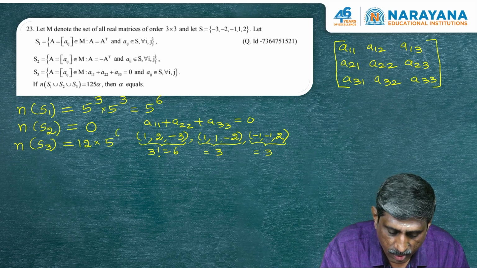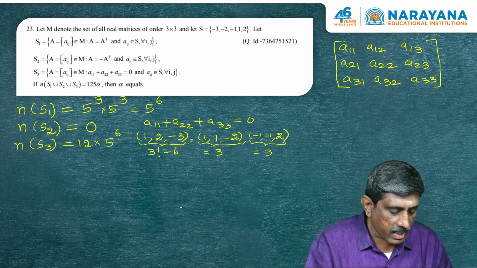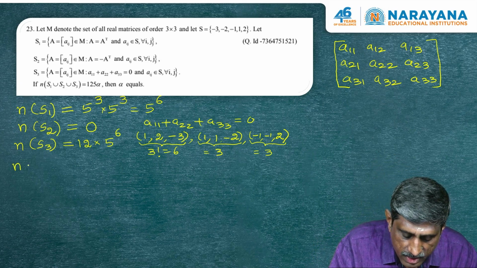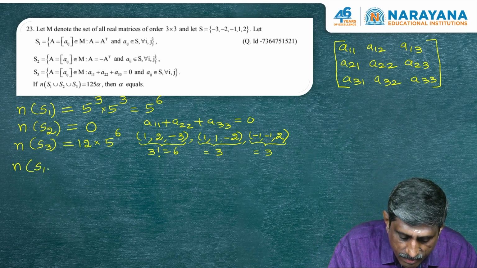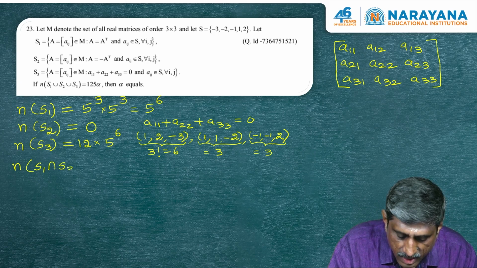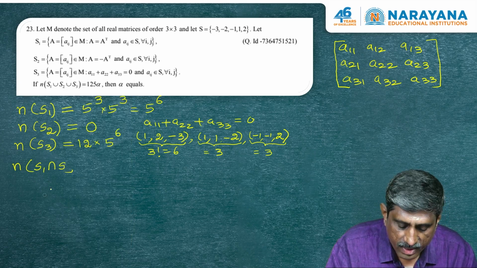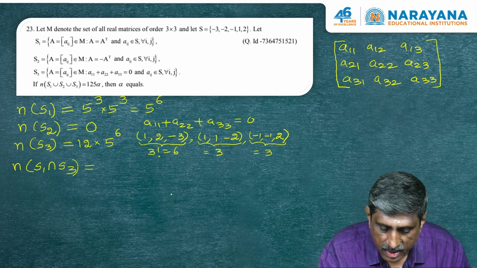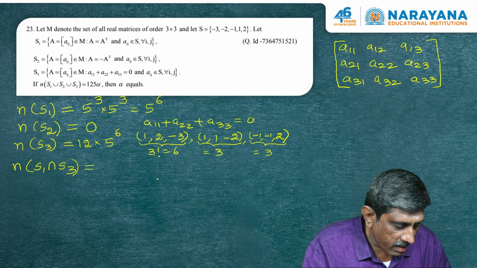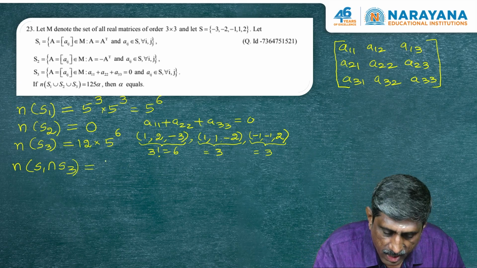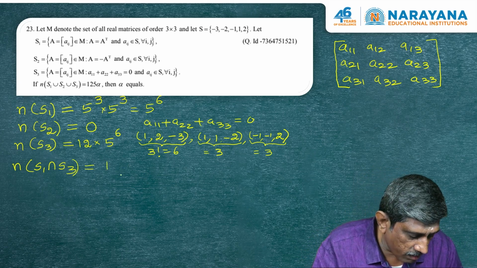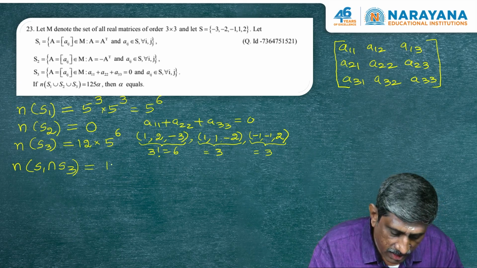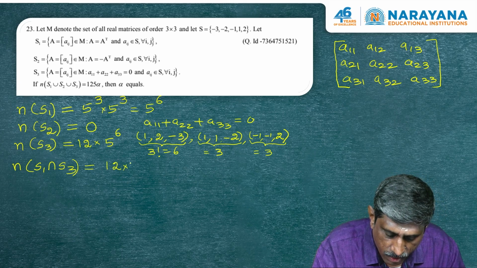So, into 5 to the power of 6 we have n of S3 is 12 into 5 power 6. Let us calculate what is n of S1 intersection S3. We can forget about S2. n of S1 intersection S3 is going to be, clearly we understand that it is 12 into 5 cube we have totally, of which n of S1 intersection S3 is going to become 12 into 5 cube.